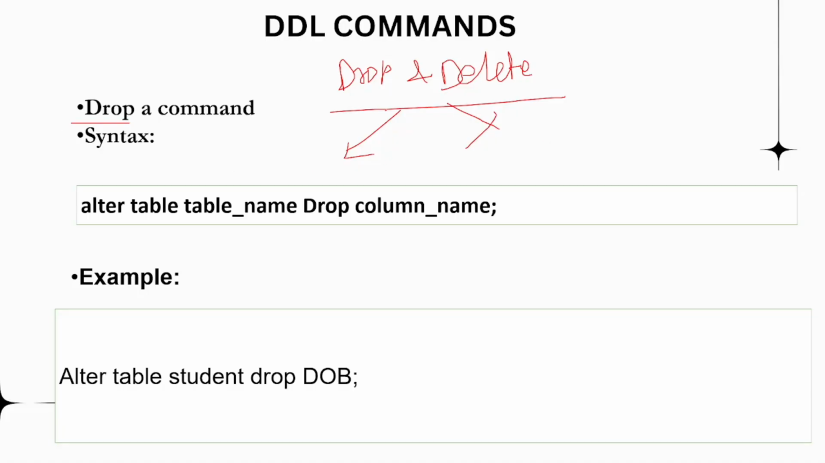Now drop, if you want to delete a complete column, you can also use it. Next, ALTER TABLE table name DROP column name. I am deleting the complete column now. The column itself will not be available. But with delete, the column will be there, but the values will not be there. Clear? So, ALTER TABLE student DROP DOB. So the DOB column I removed from the table.